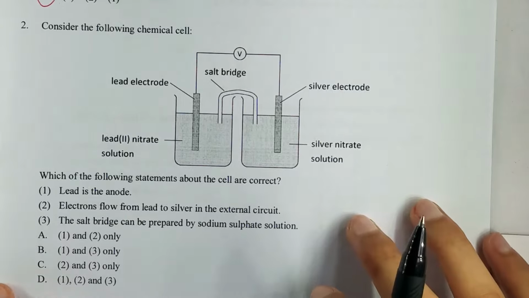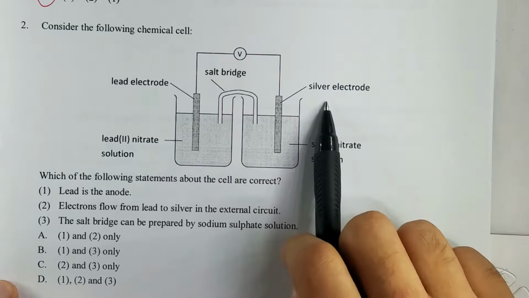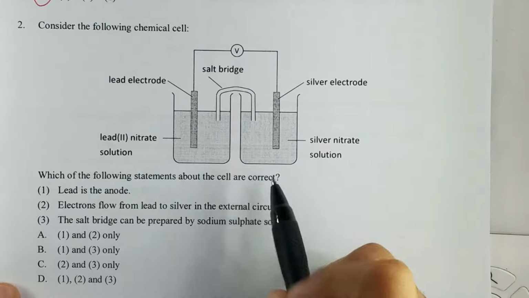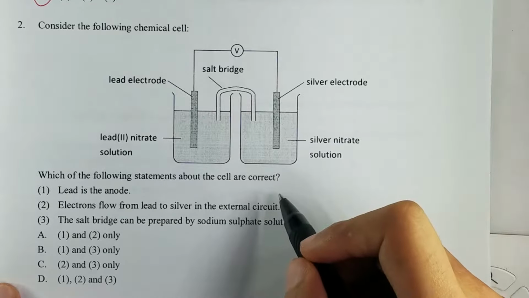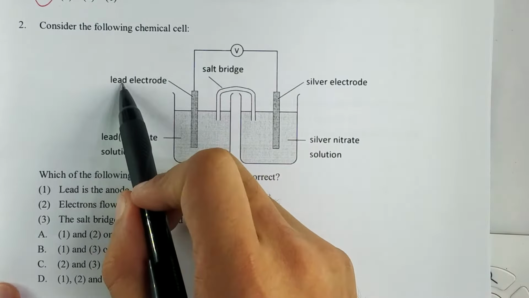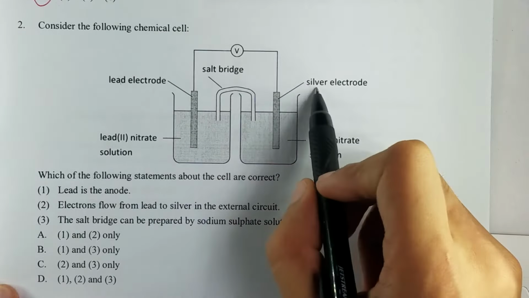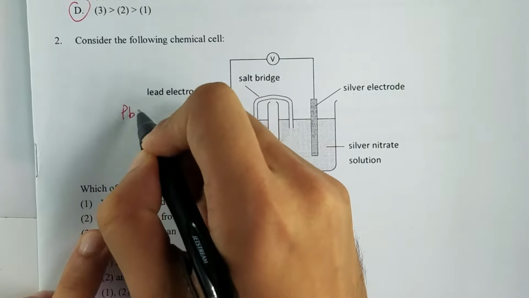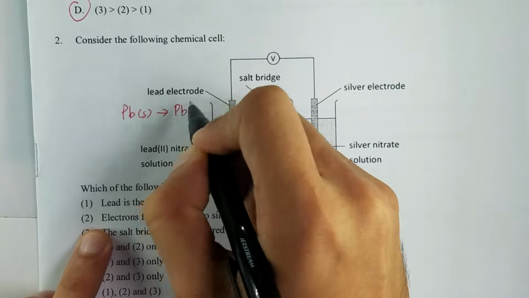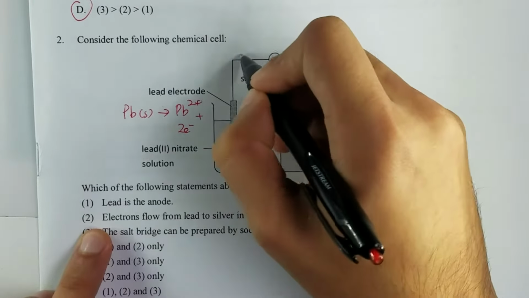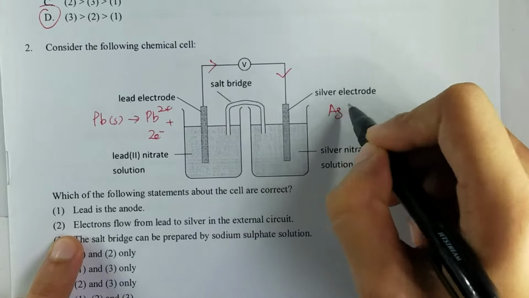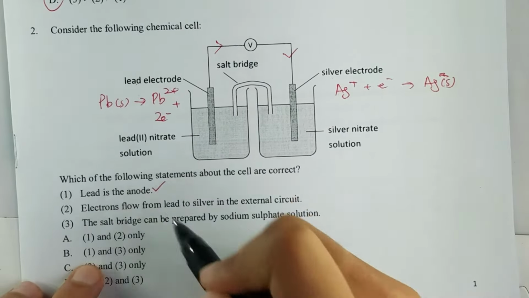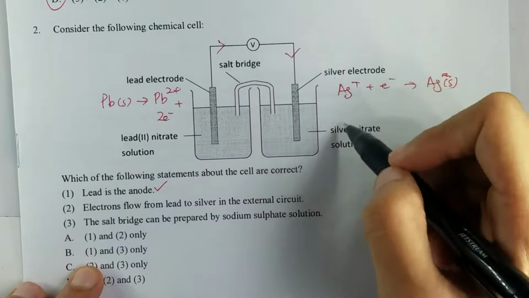All right, question 2, a very simple setup. We have a lead electrode and a silver electrode with a salt bridge, lead(II) nitrate and silver nitrate. Which of the following are correct? Lead is an anode. As we know, since lead is at a higher position in the electrochemical series than silver, lead will lose electrons. So the chemical equation for this side will be Pb solid becomes Pb2+ and 2 electrons. Electrons will be lost over here, and then silver will gain electrons. So 1 is correct. This is the anode, loss of electrons. Gain of electrons will be the cathode.